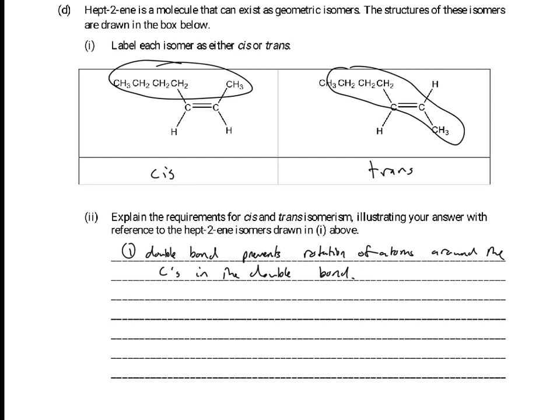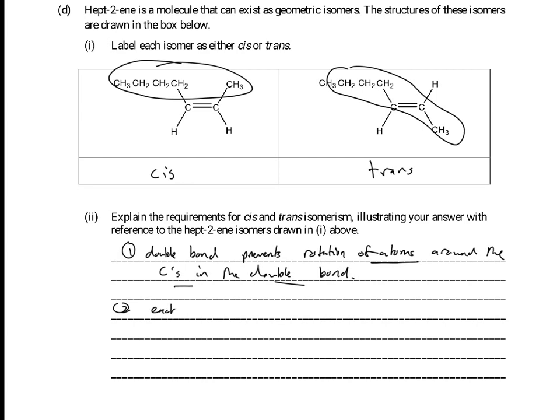Okay, most people just said it prevents rotation, but that doesn't actually make sense because that molecule will still be rotating around in the air, it will still be spinning round and round. What we're interested in is that this particular group here cannot rotate and spin round with the hydrogen here. So that double bond effectively locks this one up the top, this one down the bottom, this one up the top, that one down the bottom. The molecule as a whole can still rotate, but these particular groups cannot rotate. Okay, so it prevents rotation of atoms around the carbons in the double bond.